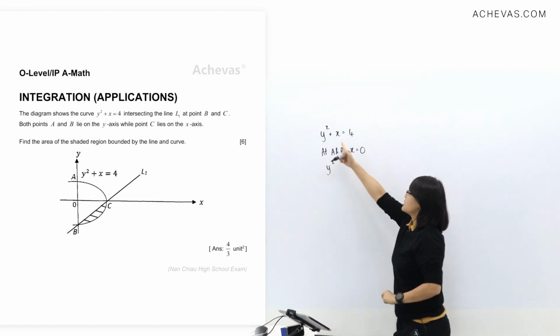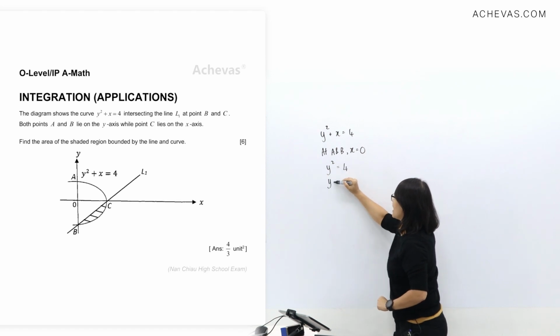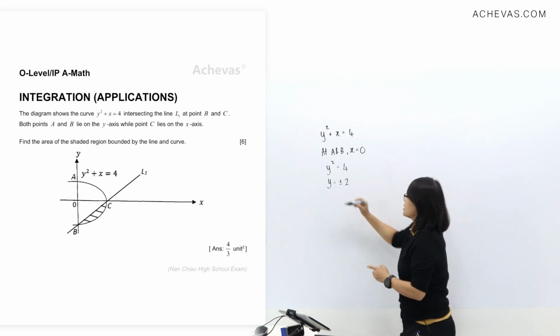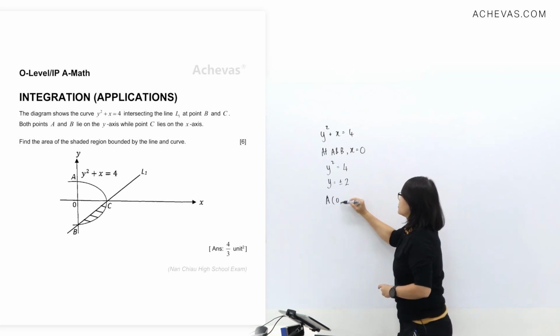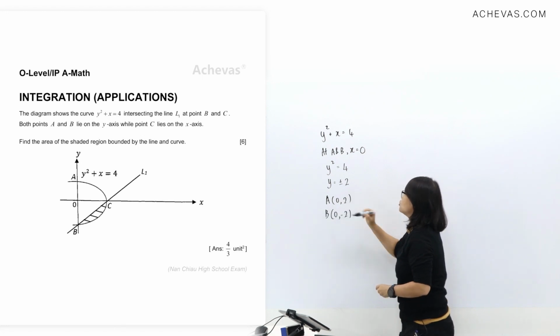So what we get here is that inserting 0 at the x position, y squared will be equal to 4. And for the y value, I'll have plus or minus 2. And since A is above, the A coordinate will be (0, 2), and the B coordinate will be (0, -2).